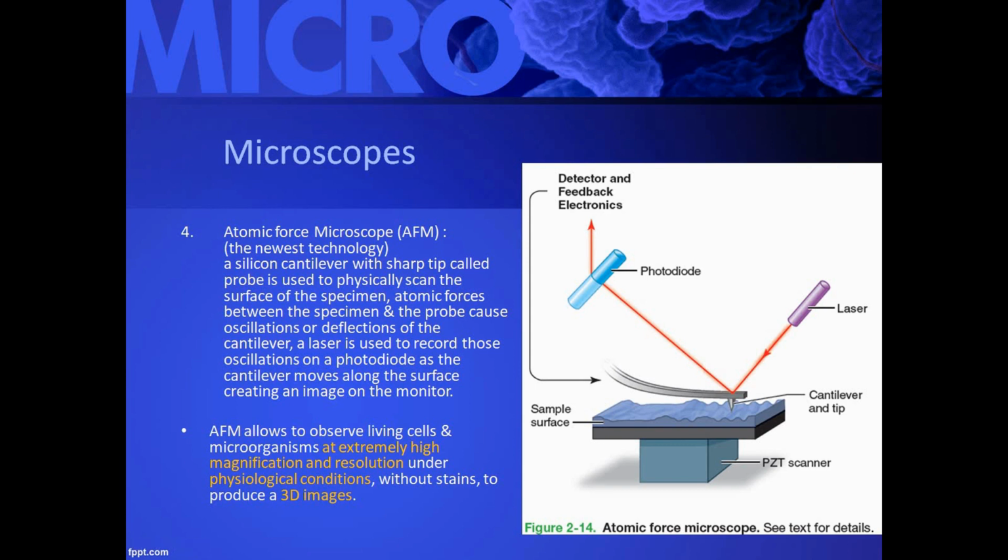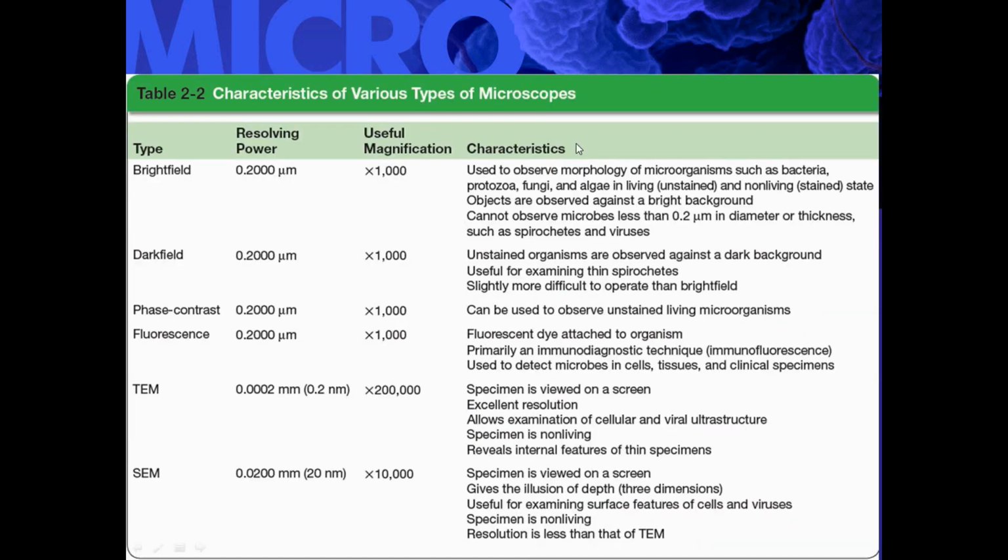Some of you might say the atomic force microscope is very similar to the scanning electron microscope. Both of them scan the surface of microorganisms and small things. But really the difference is that the atomic force microscope views such small structures under their normal physiological conditions, while they are living, without stains. That's the really helpful thing about the atomic force microscope. This is the last slide of this chapter.